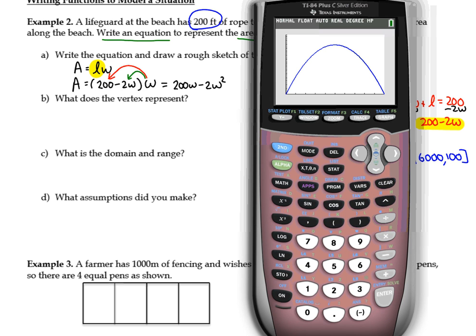Okay, what does the vertex represent? So first of all, let's find the vertex. Did you find it yet? No? Second trace. Max or min? Max. Left side, enter. Right side, enter, and then guess. Did you get 50 and 5,000? Look at that, I actually drew the solution.